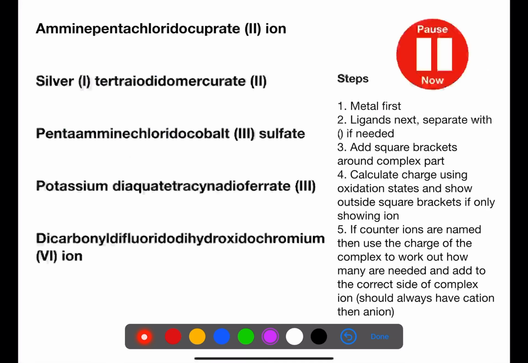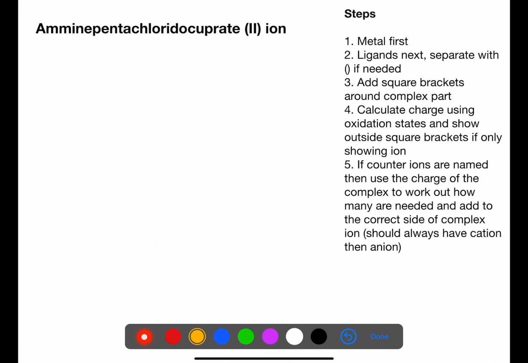Pause the video now and try these examples. In this first example, we have amine, we have pentachlorido, cuprate 2, and again we're just showing the ion. The first thing we need to write down is the metal symbol, which is Cu for copper.